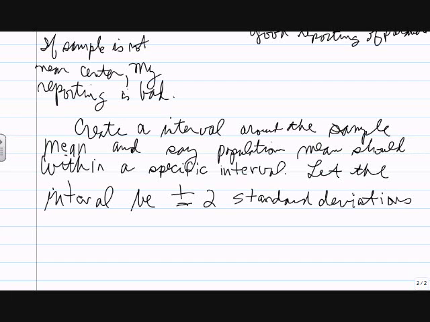Create an interval around the sample mean and say that the population mean should be within a specific interval. That the interval be plus or minus 2 standard deviations. And let's see why we're going to use 2 standard deviations.